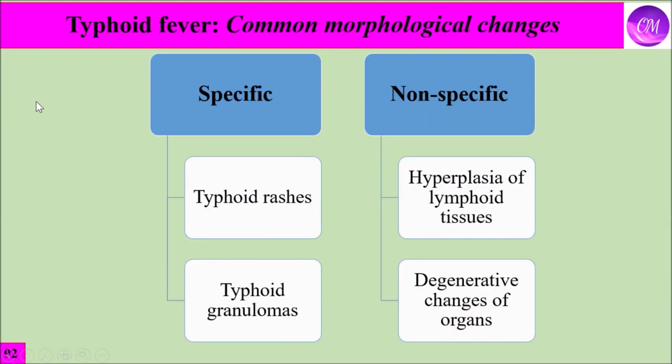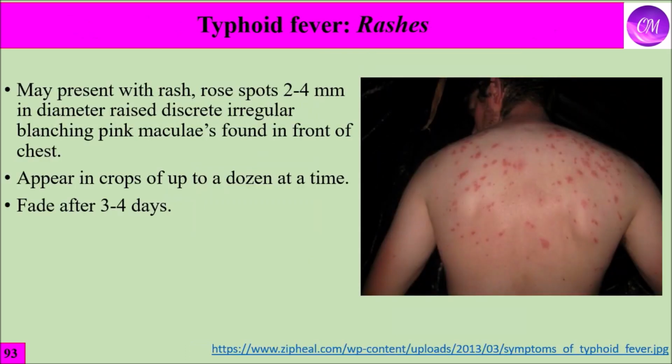The common morphological changes in typhoid fever can be classified into specific changes and non-specific changes. Specific changes are present in 2 clinical signs, the typhoid rash and typhoid granulomas. But non-specific morphological changes are the hyperplasia of lymphoid tissues and degenerative changes of organs.